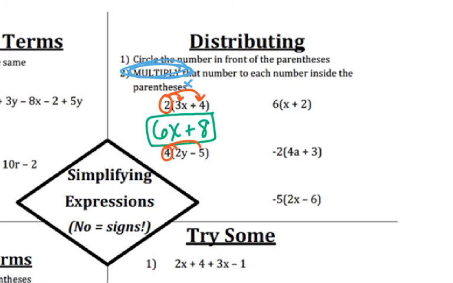Try the next one. 4 times 2 is 8y. 4 times, be careful, this is minus 5. This is saying 4 times negative 5. 4 times negative 5 is the number negative 20.